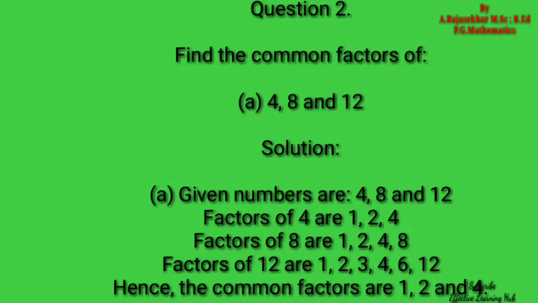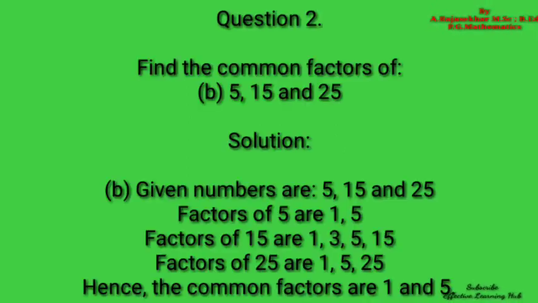Next, question 2. Find the common factors of A question: 4, 8 and 12. In the last sum there were only two numbers; here there are three numbers, 4, 8 and 12. Factors of 4 are 1, 2, 4. Factors of 8 are 1, 2, 4 and 8. Next, factors of 12 are 1, 2, 3, 4, 6, 12. Hence the common factors are 1, 2 and 4.